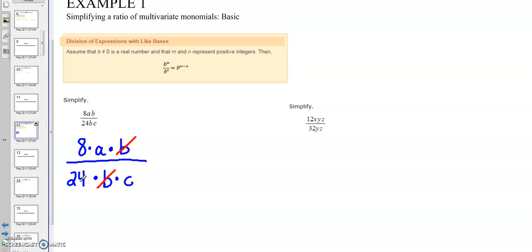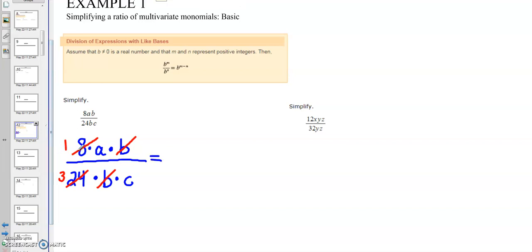And then we just have to simplify the integers just like we would simplify anything else. And so we can see here that both of these are divisible by 8. So if I take the 8 and divide it by itself, it's going to reduce to 1. Of course, 24 divided by 8 is going to reduce that to 3. And then I just want to clean it up and see what's left.